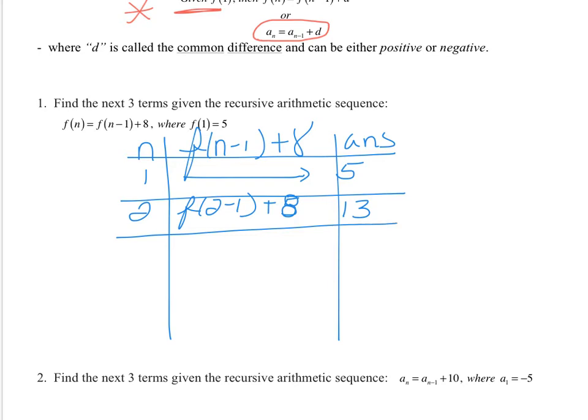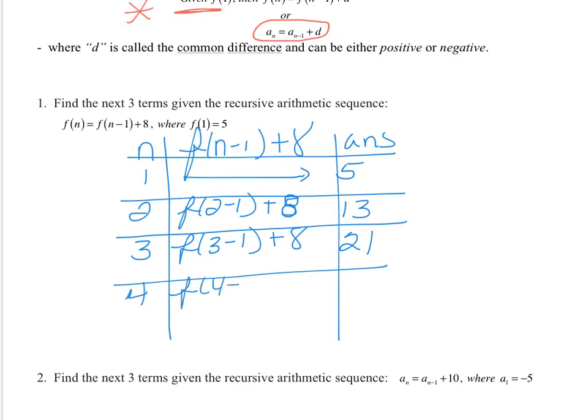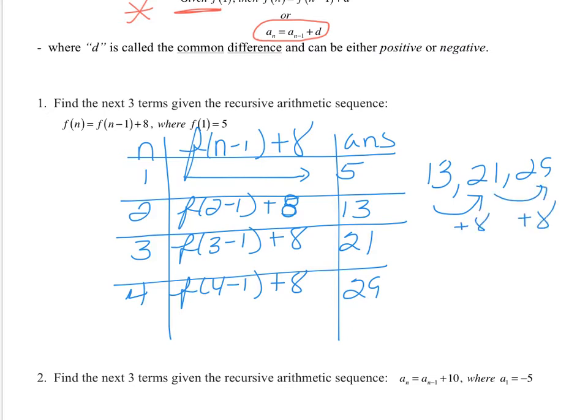So basically, what am I doing here? I'm adding 8. So n would be f of 3 minus 1 for the third term plus 8. So f of 2 is 13, plus 8 will now give me 21. The fourth term, so n being 4, f of 4 minus 1 plus 8, so really it's f of 3, and f of 3 is 21, plus 8 gives me 29. So the next three terms in this sequence would be 13, 21, 29. And as you can see, to go from one to the other, we are adding 8. So it all makes sense.